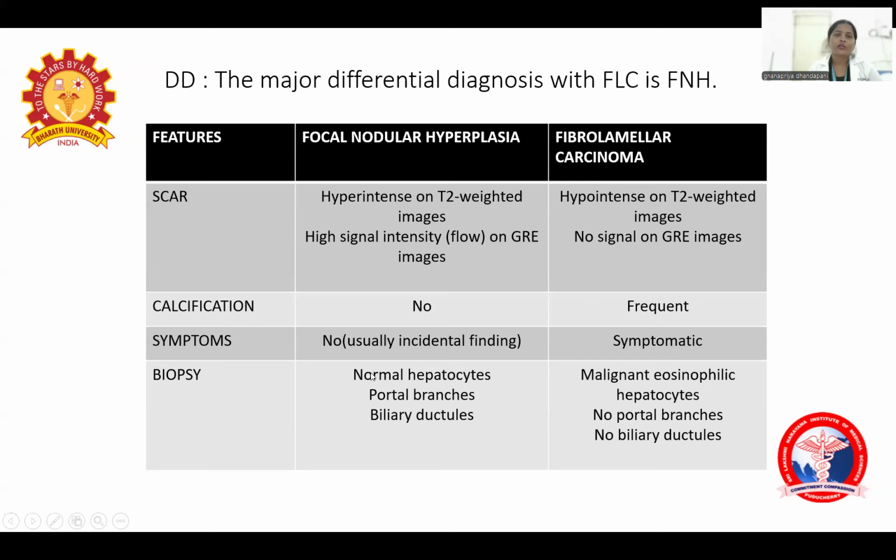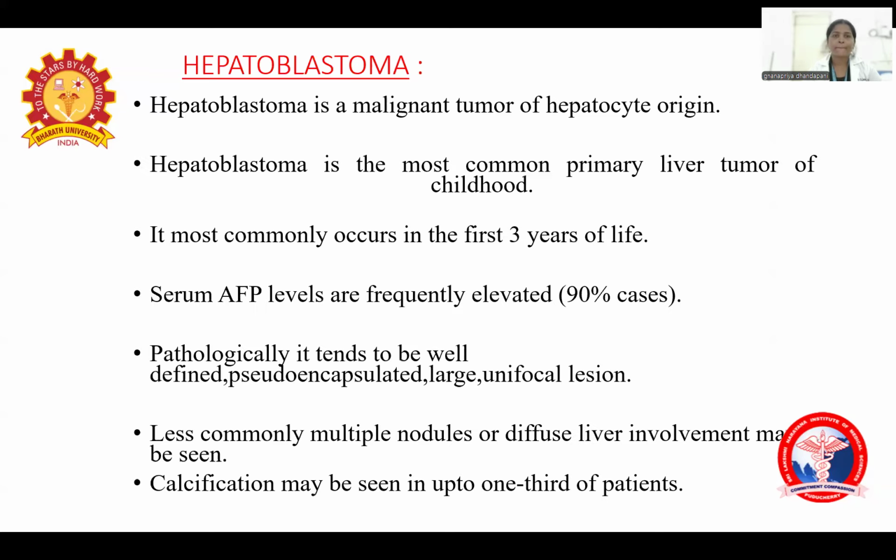FNH usually has no symptoms and is usually seen as an incidental finding, whereas fibrolamellar carcinoma patients are usually symptomatic. When you biopsy FNH lesions, you find only normal hepatocytes, portal branches, and biliary ductules, whereas in fibrolamellar carcinoma you see malignant eosinophilic hepatocytes, with no portal branches or biliary ductules.